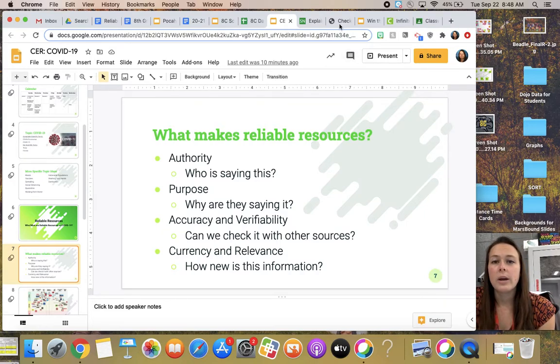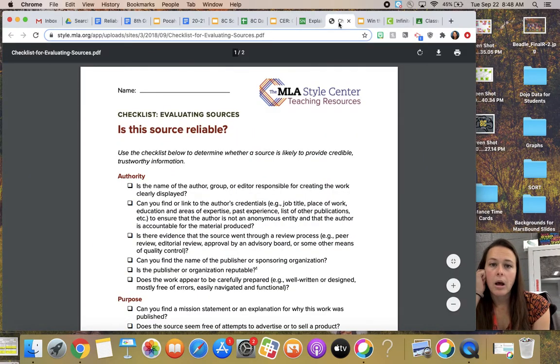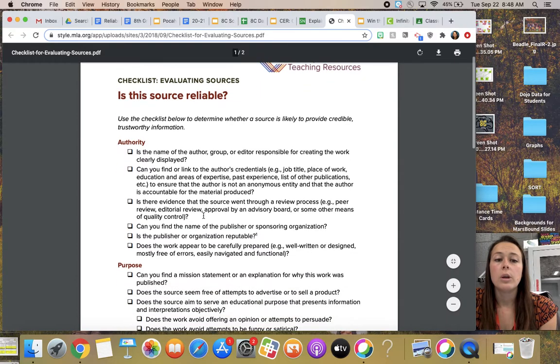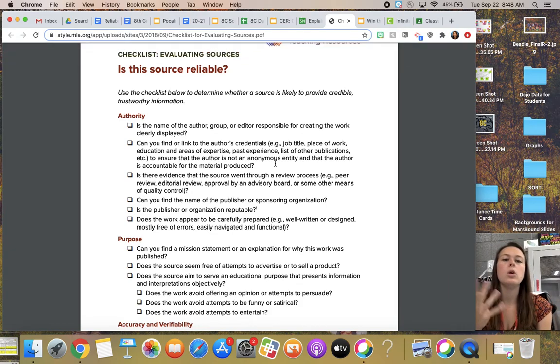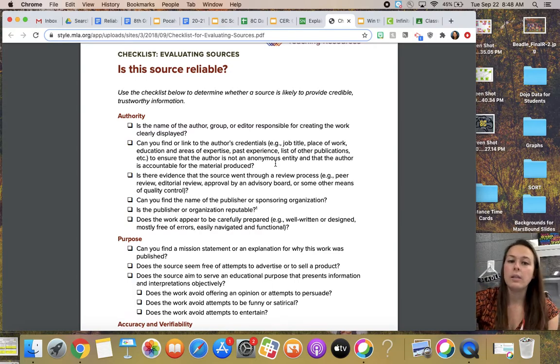To do this, we are actually going to use a specific checklist put out by MLA. So MLA is that language arts group that has a specific way of formatting things. So this is how they check if things are reliable. When you're looking at authority, you have to check to see if the name is clearly there, if you can find a link or find the author's credentials. What do they do? What makes them someone who can talk about this? What makes them someone who would be an expert in this?